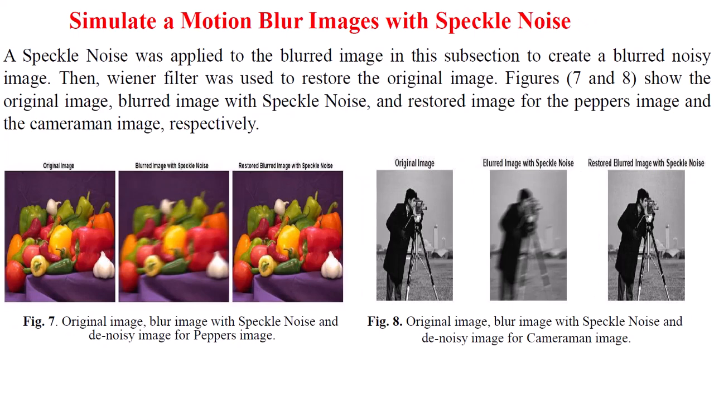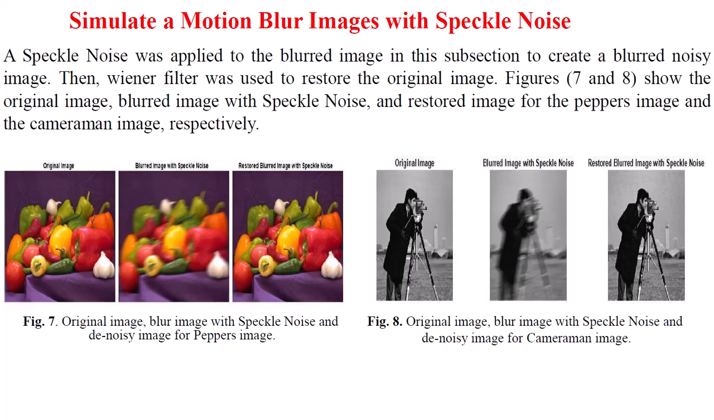After that, we use the third type of noise, which is speckle noise. Also, we take two pictures as original image, which is paper image and cameraman image. Then we add noise, which is a speckle noise, to the blur image to produce blurred image with speckle noise.